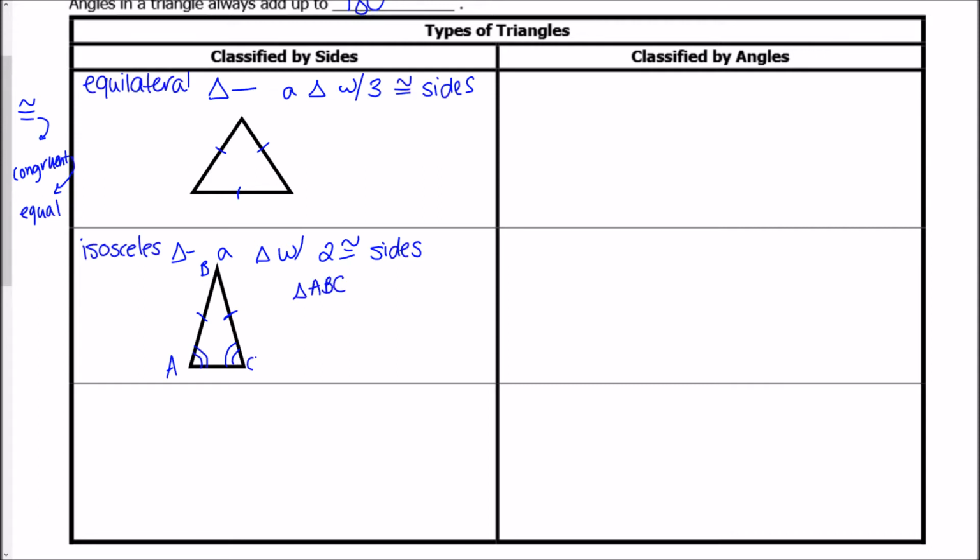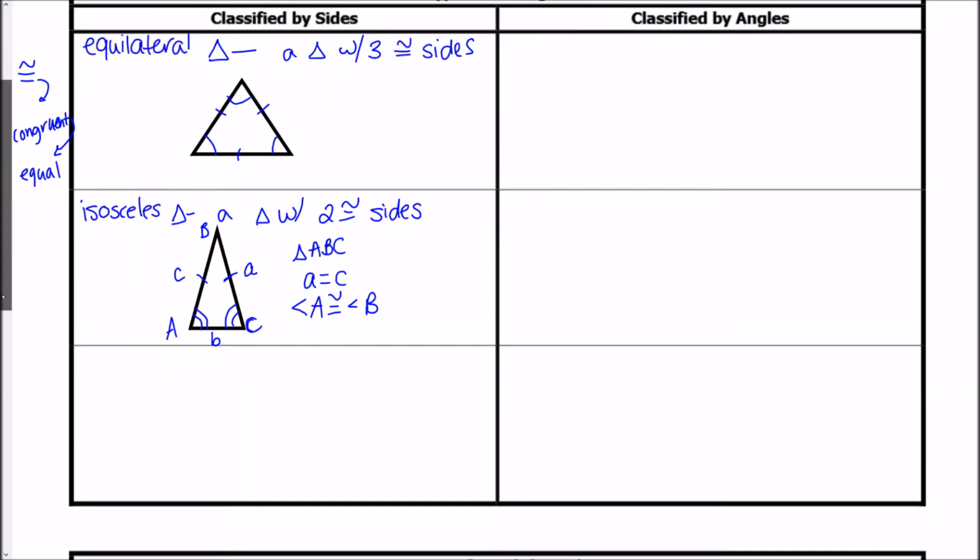Okay, and since this is angle A, the side across from it will be lowercase a. Since this is angle B, the side across from it will be lowercase b. And since this is angle C, the side across from it will be lowercase c. And we can say that side A is equal to side C. And we can also say that angle A is congruent to angle B. By the way, in an equilateral triangle, all the angles are also congruent as well.